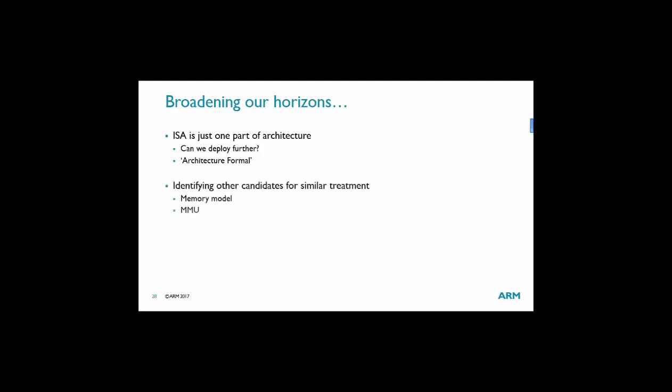In terms of future directions, the ISA, as I said before, is just over 50% of the spec. There's all the rest of the spec to go that we haven't done yet. So can we do something more? Can we turn this into architecture formal, not just ISA formal? Yes, I think we'd like to do that. We've identified a number of different areas of the architecture where we could apply a similar methodology with auto-generated VIP, and we've got efforts ongoing at the moment, sort of experimental efforts to get those initiatives going.